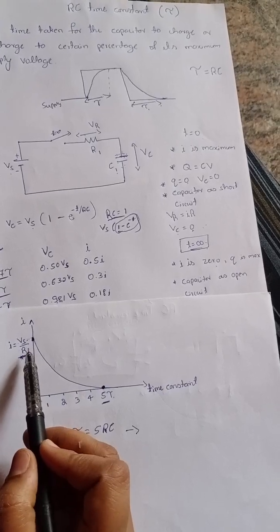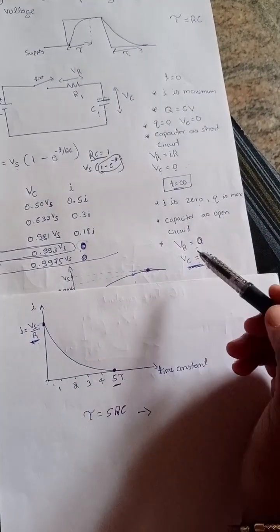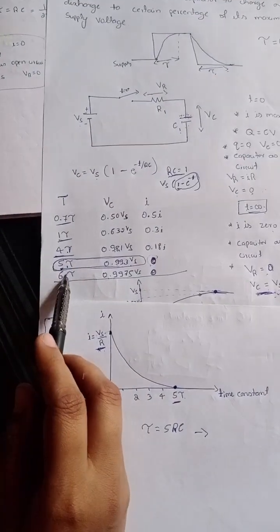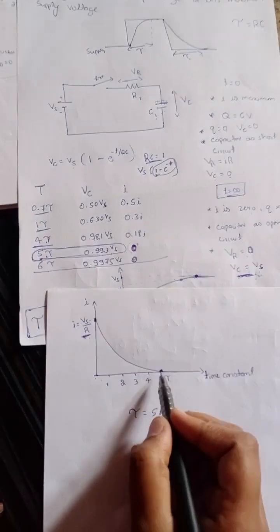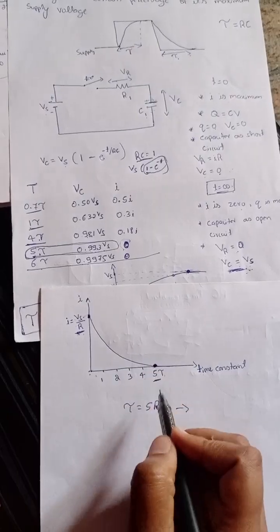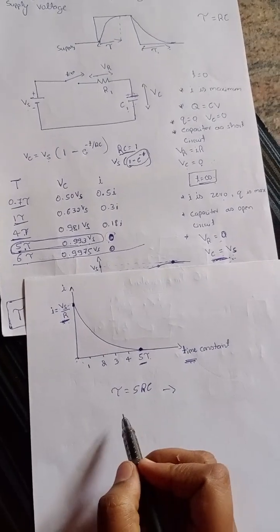After that, at t equal to infinite time, we understood that we get Vc equal to Vs at time instant 5 tau. So we are calculating at 5 tau what the current value is, that is 0. At 5 tau we are observing 0 current through the circuit. So this is the current versus time constant. Thank you.